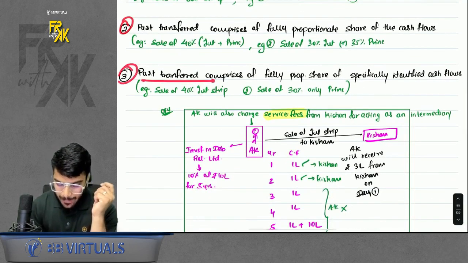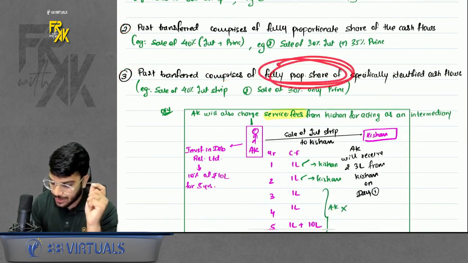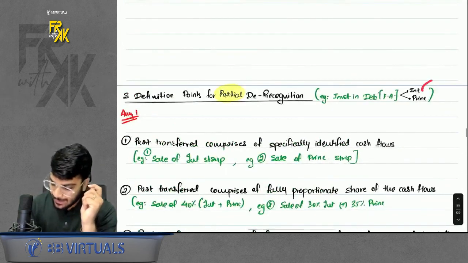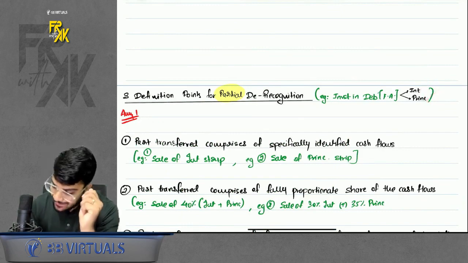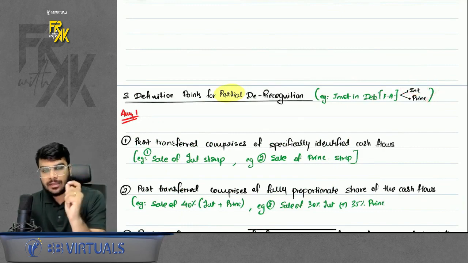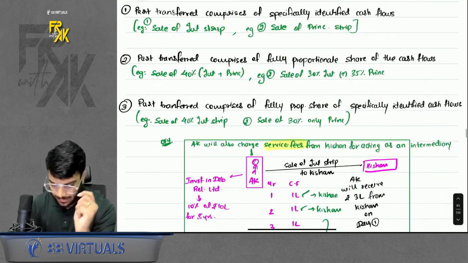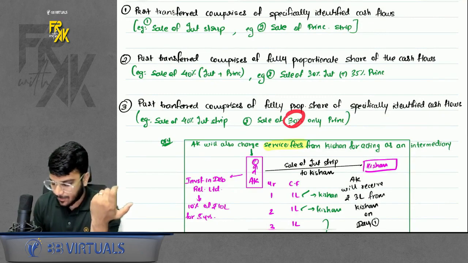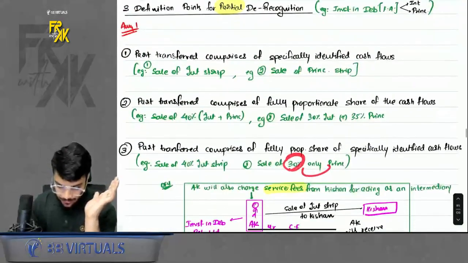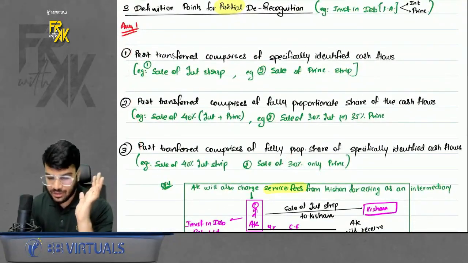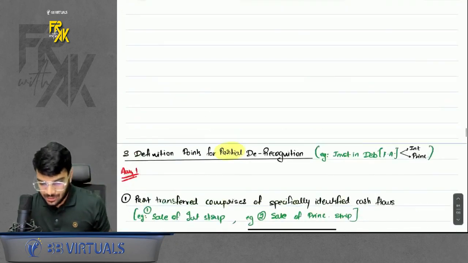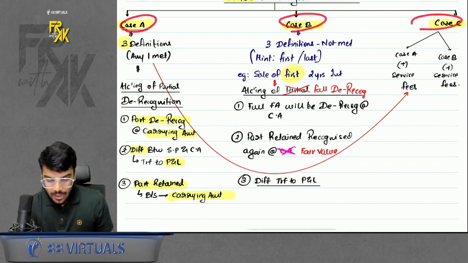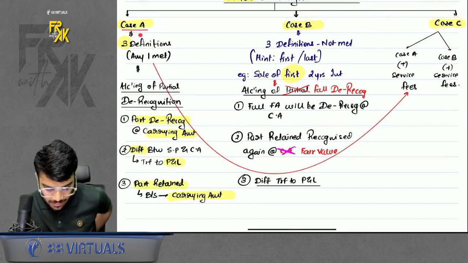Or else third, the part transferred comprises fully proportionate share of specifically identified cash flows. This means you are transferring any one cash flow out of the two, and also in that one cash flow you are not transferring it fully, you are transferring some proportion of it, right? For example, you are selling 40% of the interest portion, or else you are selling 30% of the principal portion. Okay, so if you are falling under any of the three definitions, then you will fall under partial derecognition, case number A. So in partial also there are three cases, case A, case B, case C. So if you fall under the three definitions, you are falling under case number A.